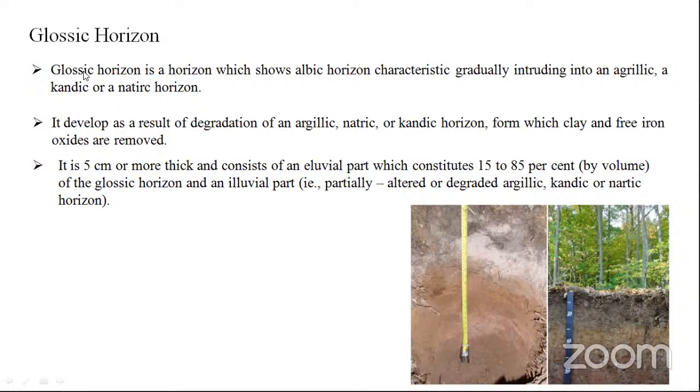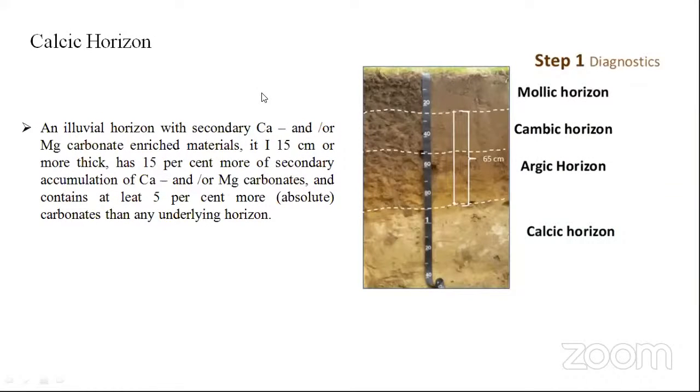So overall, students, regarding the glossic horizon, you have to remember that it is formed by degradation of argillic, natric, and candic horizons. This is regarding the glossic horizon. Next is the calcic horizon, an illuvial horizon with secondary accumulation of calcium and or magnesium carbonate enriched materials. Naturally, it will have 15 centimeters thickness.